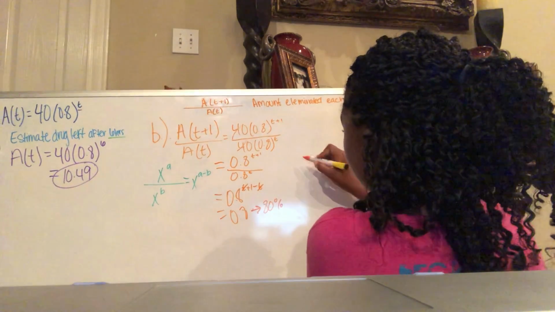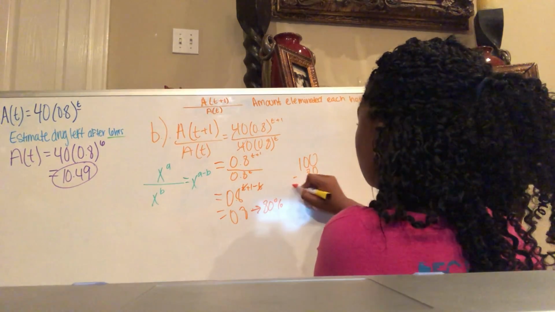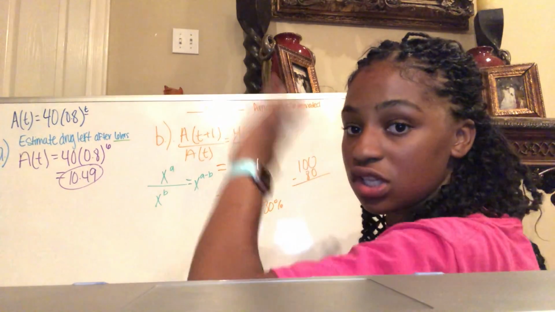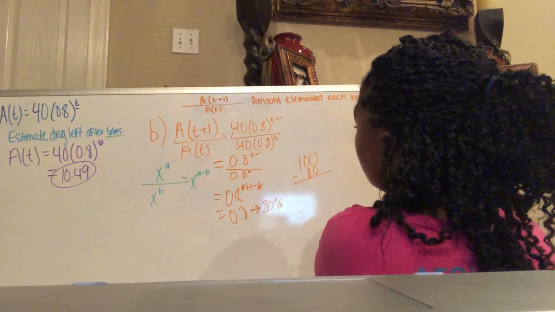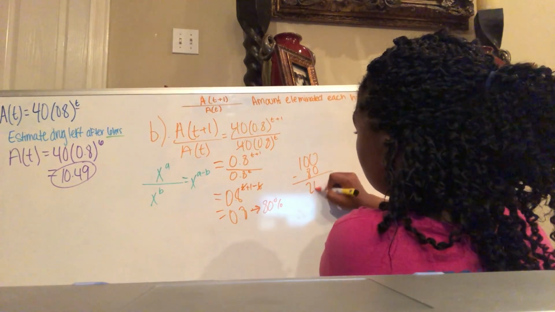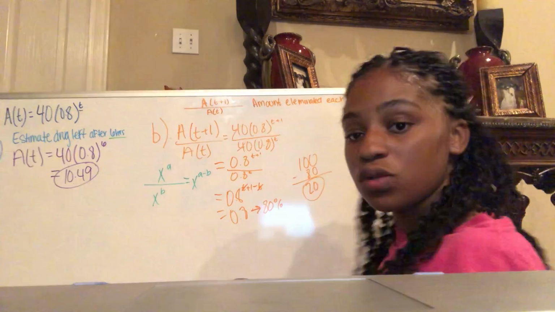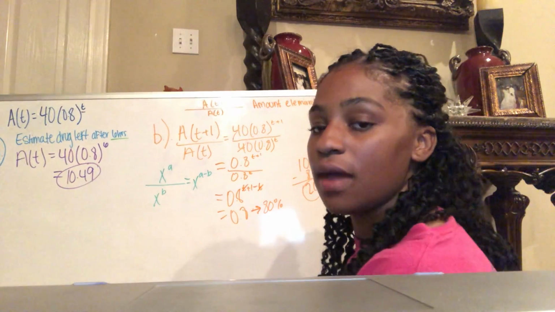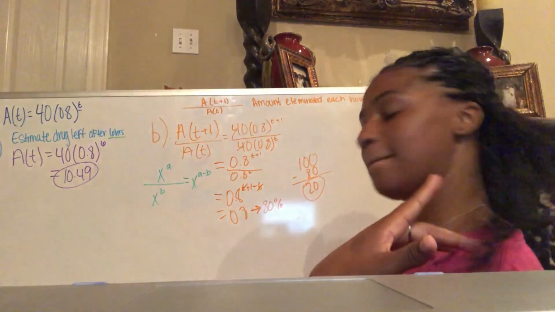From there, we're going to subtract that from 100%. So we subtract 80 from 100, because 100 is the total amount, and we were trying to figure out how much is gone each hour. So if we do 100 and take away 80, we are left with 20. So 20% is the amount that is eliminated each hour.